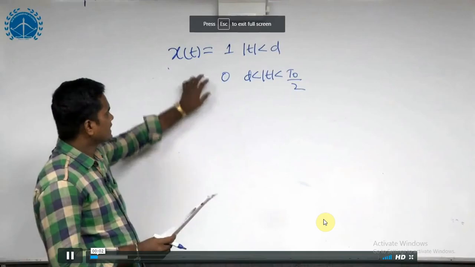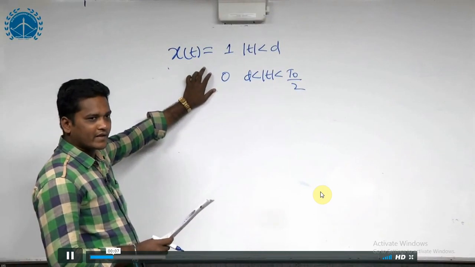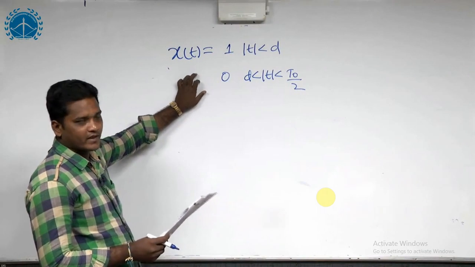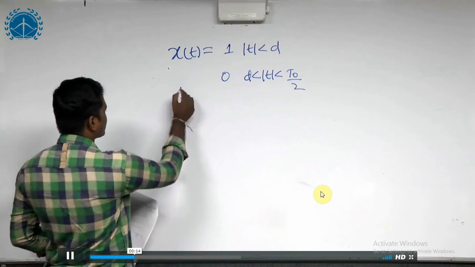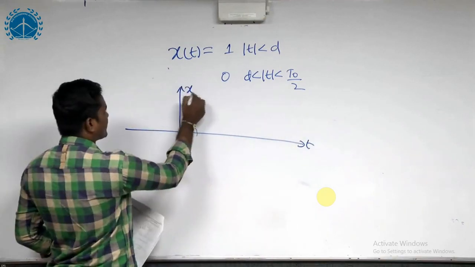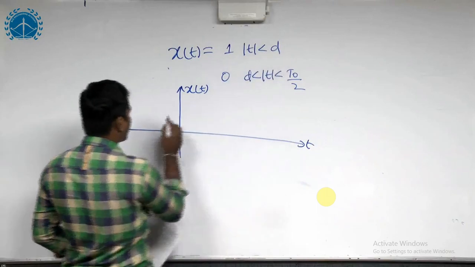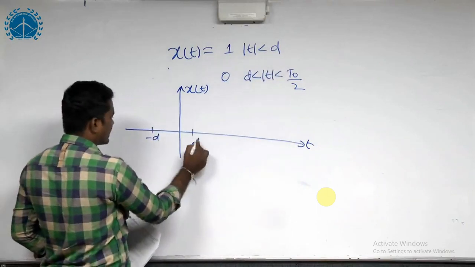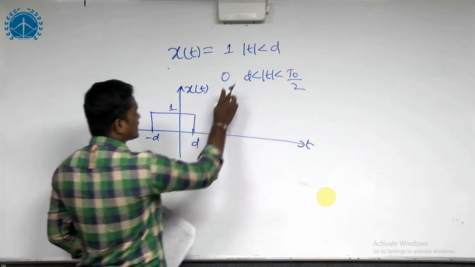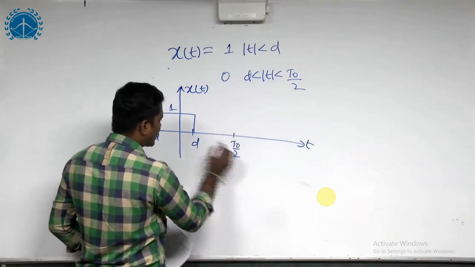The question is, this is the signal given, x of t with period T0. T0 period is given in the problem itself. So what is the DC component of this signal x of t? Let us try to draw this signal first. From the given data, x of t is 1 for mod t less than d. Mod t less than d means minus d to plus d, value is 1. Next, 0 for d to T0 by 2.